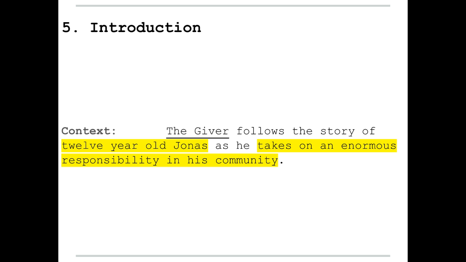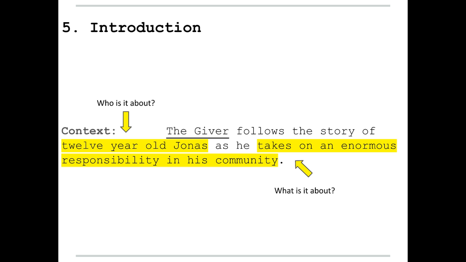The Giver follows the story of 12-year-old Jonas as he takes on an enormous responsibility in his community. 12-year-old Jonas tells me who this book is about. And takes on an enormous responsibility in his community tells me what it is about.